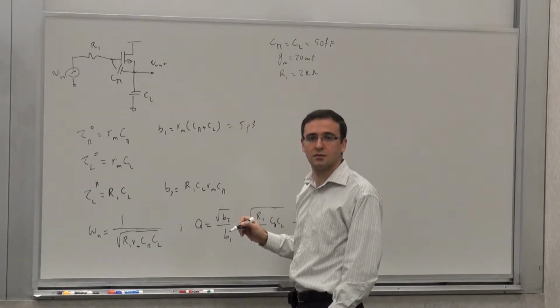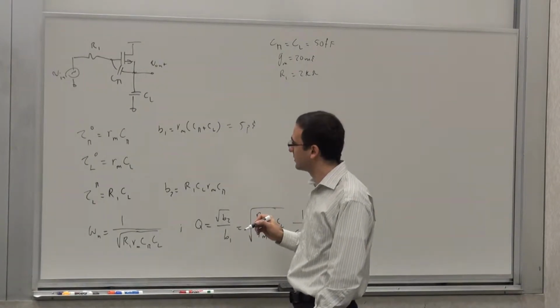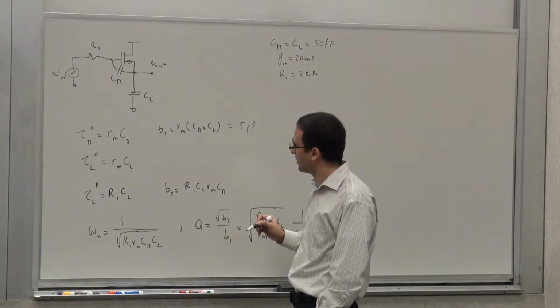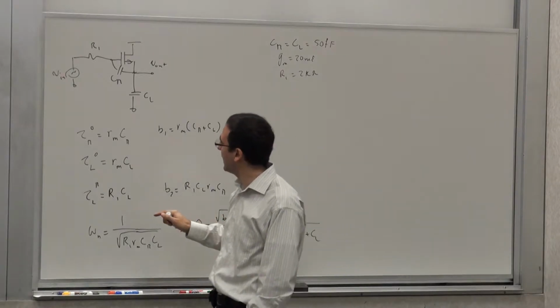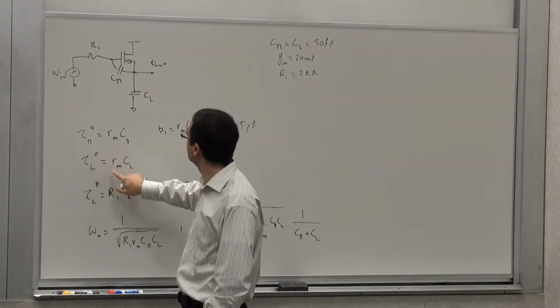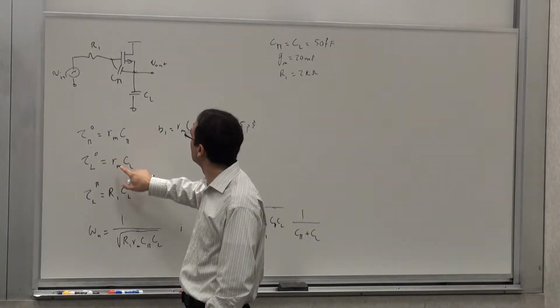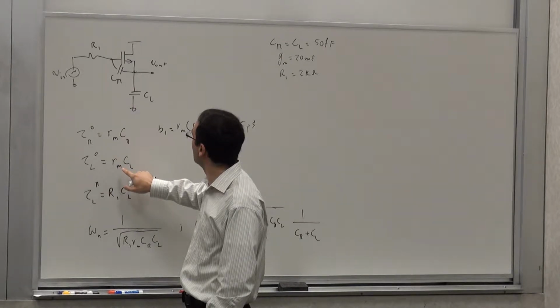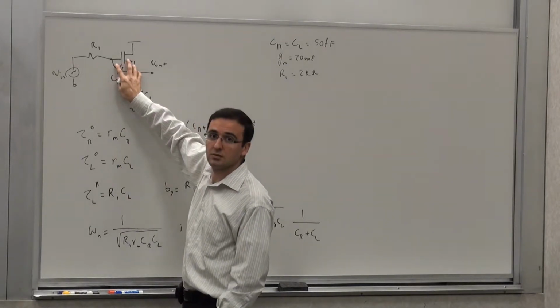Is tau L0 Rm plus R1 times C? That's what I think too. I'm sorry, which one? Tau L0. No, because this is open, right?